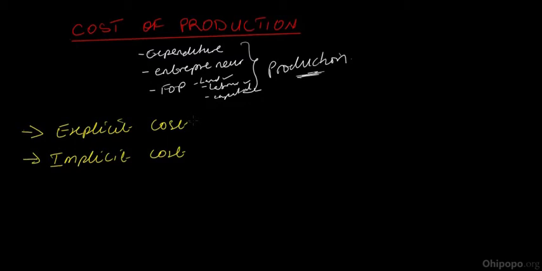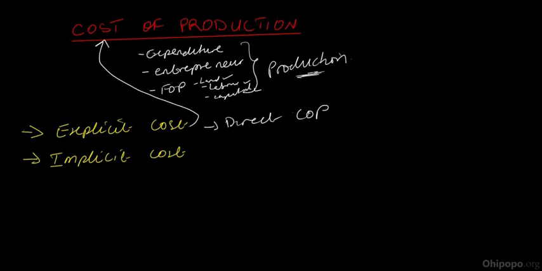The explicit costs here are the contractual payments made by the firm to factor owners, such as rent, wages, interest, and profit. In fact, another way of defining explicit cost is simply to define the cost of production. And the cost of production is also known as what? As direct cost of production. So they can also be called direct cost of production.